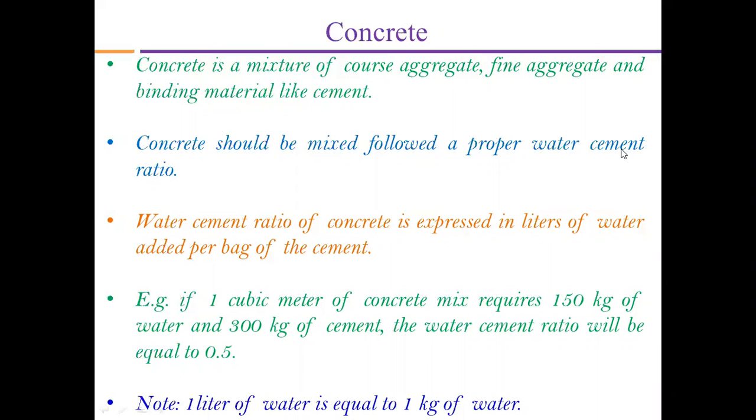So now, what is water cement ratio? Water cement ratio of concrete is expressed in liters of water added per bag of the cement. For example, if 1 cubic meter of concrete mix requires 150 kilogram of water and 300 kilogram of cement, the resultant water cement ratio will be 0.5 because 150 divided by 300 is equal to 0.5.